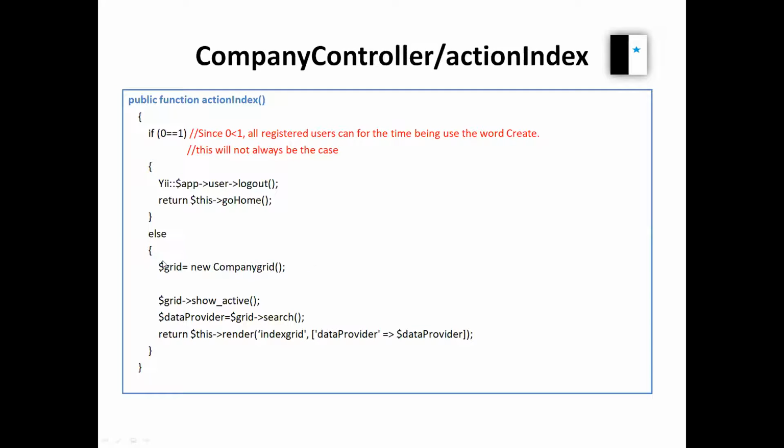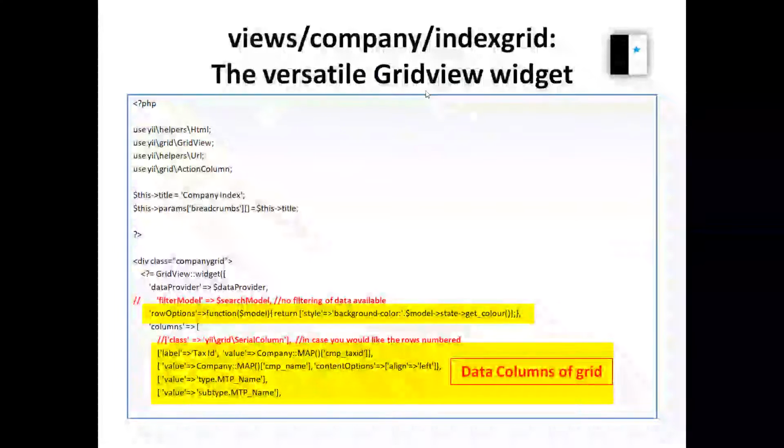You use model CompanyGrid, or CompanySearch in Yii terminology, and using that, you create a data provider and then pass that as a parameter to the render method that renders the index grid view, which uses the GridView widget to produce a grid of records on screen. And here is the code for the GridView widget in the index grid view.